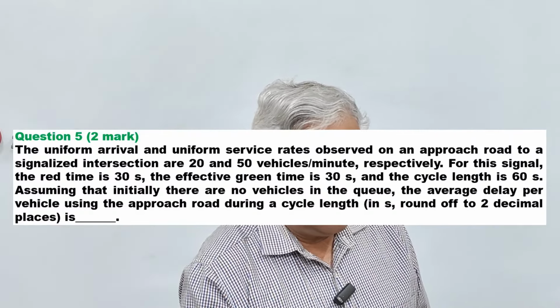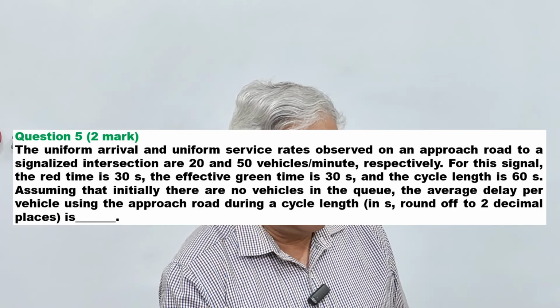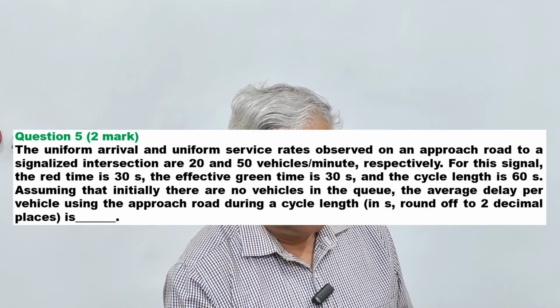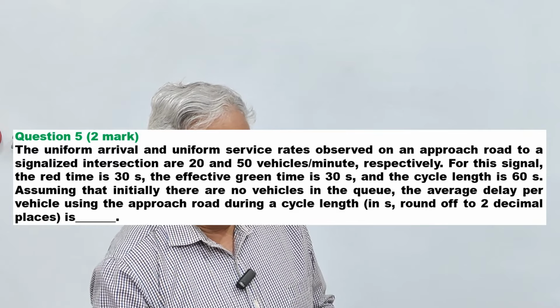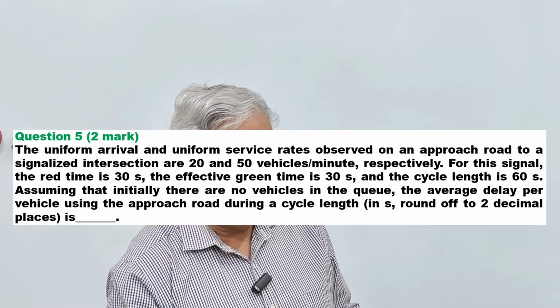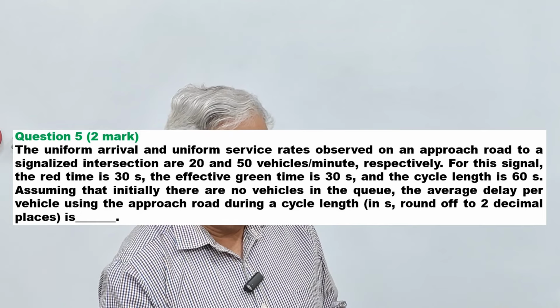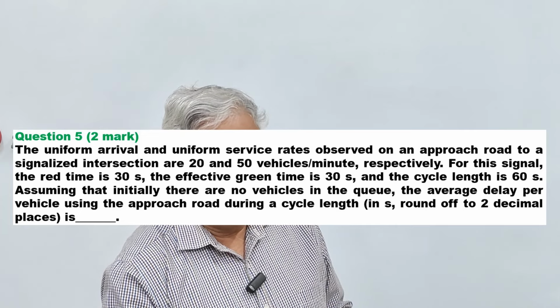The uniform arrival and uniform service rates observed on an approach road to a signalized intersection are 20 and 50 vehicles per minute. For this signal, the red time is 30 seconds. The effective green time is 30 seconds. The cycle length is 60 seconds. Assuming that initially there are no vehicles in the queue, the average delay per vehicle using the approach route during a cycle length will be, round off to 2 decimal places.